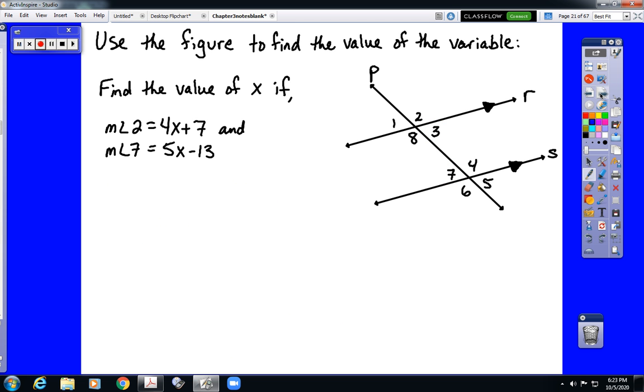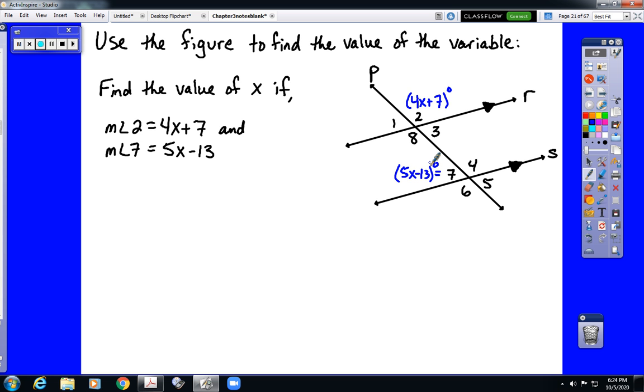Let's do another one. Okay, in this one we've got angle 2 is 4x plus 7 degrees. By the way, if you think you know what you're doing, you should pause the video and try this on your own before I get too far into it. Angle 7 is 5x minus 13.